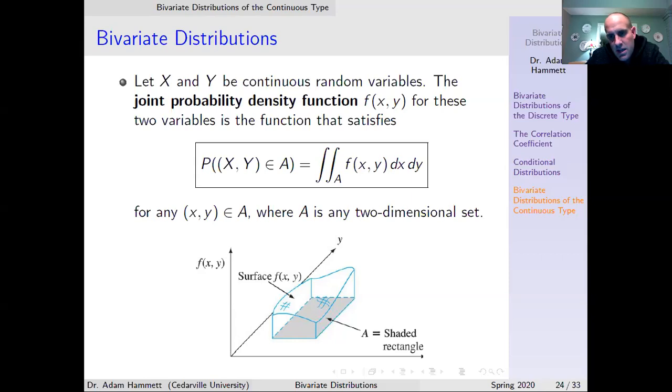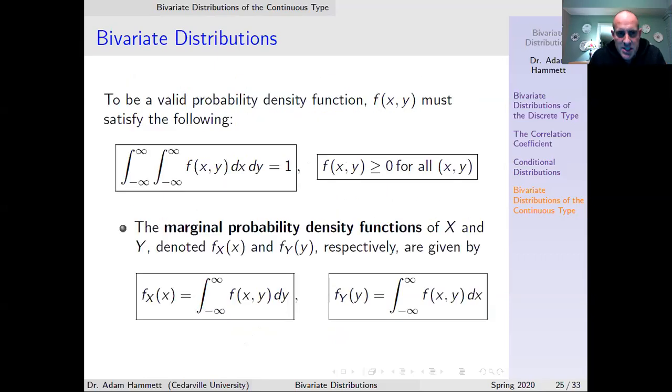Just like in the one variable case, we had area under the density curve. Now it's the volume under the density surface, once again. In the one variable case, the probability was the area under the density curve. In this case, the probabilities are volumes under the density surface. So the density is a surface now in three-dimensional space.